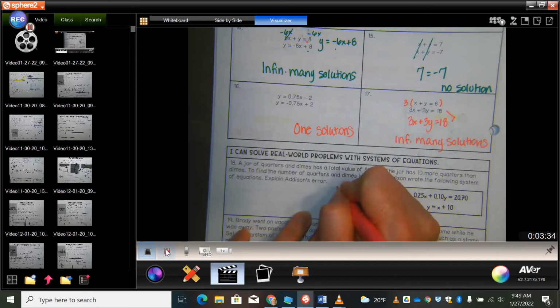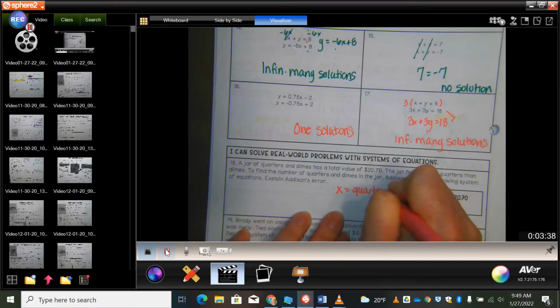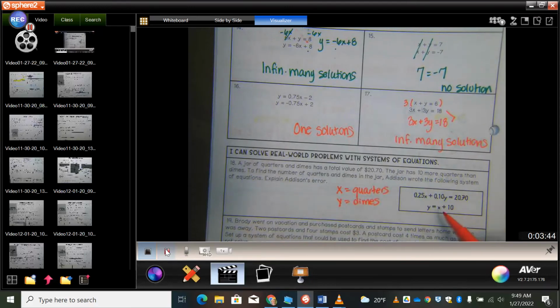All right, so in this case, she has x being your quarters and y being the dimes. So if you look right here, x is 25 cents, that's a quarter, y is 10 cents, that's a dime, and so that equals our total right here. But in the second one, it says the jar has 10 more quarters than dimes. So this is saying the number of dimes is 10 more than quarters.